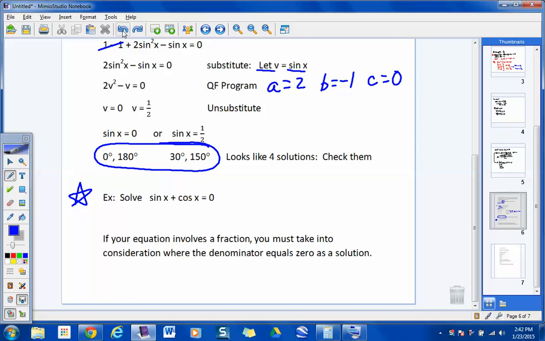However, do you agree that I could do the following? Could I say the sine of some angle equals the opposite of the cosine of that angle? All I did to both sides was what? I subtracted cosine of x from both sides, didn't I?